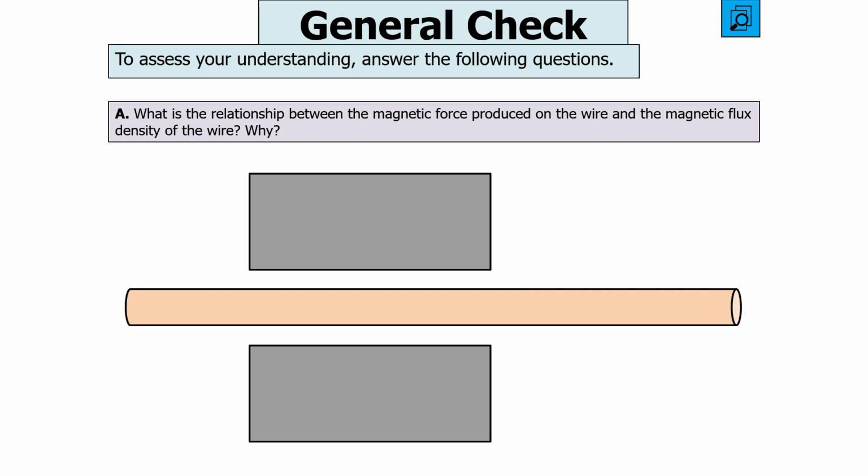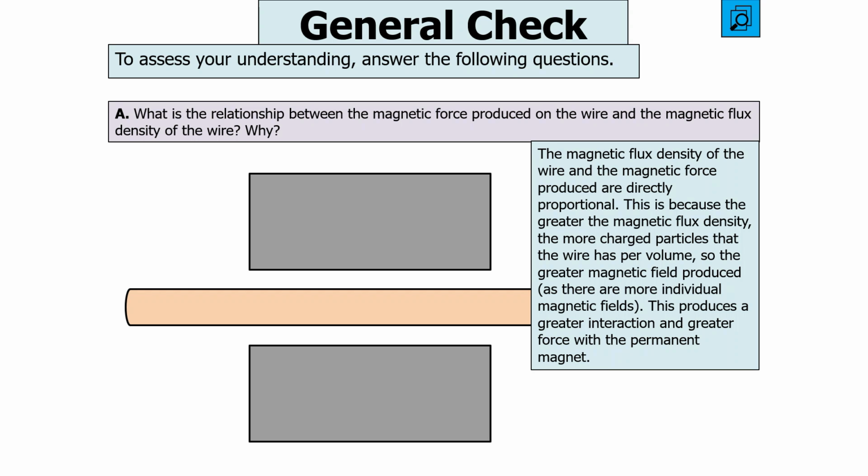What is the relationship between the magnetic force produced on the wire and the magnetic flux density of the wire, and why? The magnetic flux density of the wire and the magnetic force produced are directly proportional. This is because the greater the magnetic flux density, the more charged particles that the wire has per volume, so the greater the magnetic field produced, as there are more individual magnetic fields. Again, this produces a greater interaction and greater force with the permanent magnet.